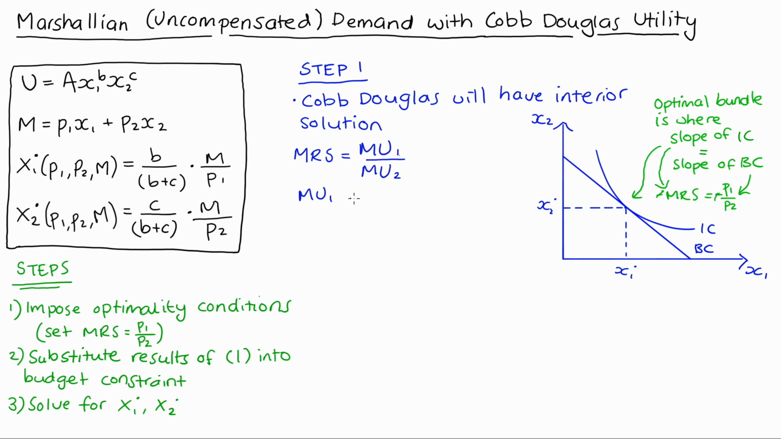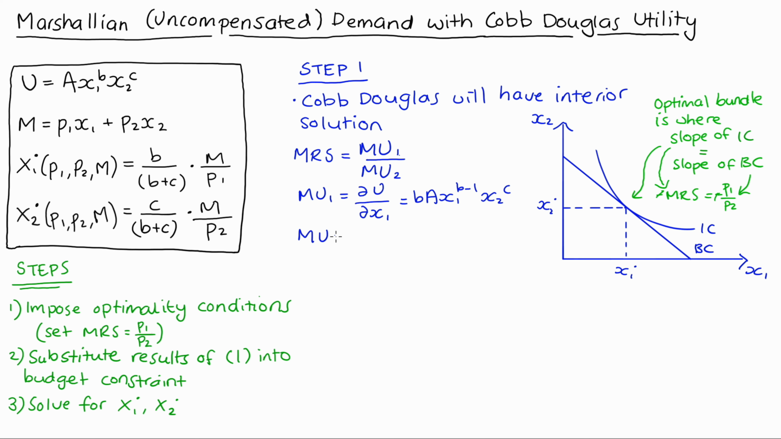The marginal utility of good 1 is equal to the partial derivative of our utility function with respect to good 1, and that will be equal to, we take b, that exponent on x1, and that can come out to the front. We leave A as is, and then that's multiplied by x1 to the power of, we take 1 off the exponent, so b minus 1, and that's multiplied by x2 to the power of c.